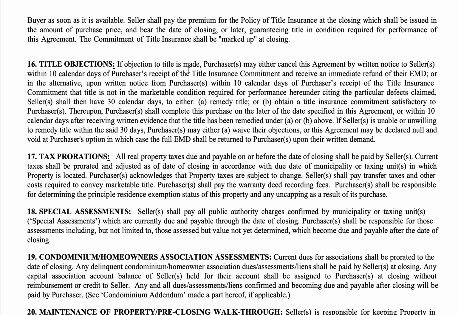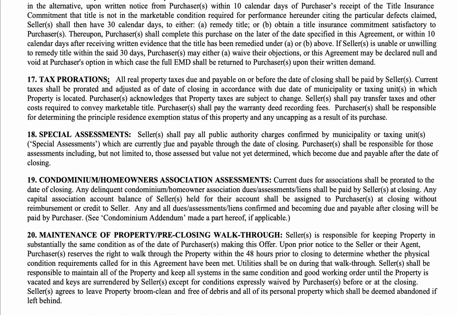So if there's any issues with the title company providing a free and clear title, something that comes up, then the purchaser has the right to cancel this agreement, and you can read all the options within there. The seller can try to rectify any title issues, and we can work together to close, or in the end, if a clear title can't be given, then the agreement is declared null and void and you would get your EMD back. Number 17 is tax proration.